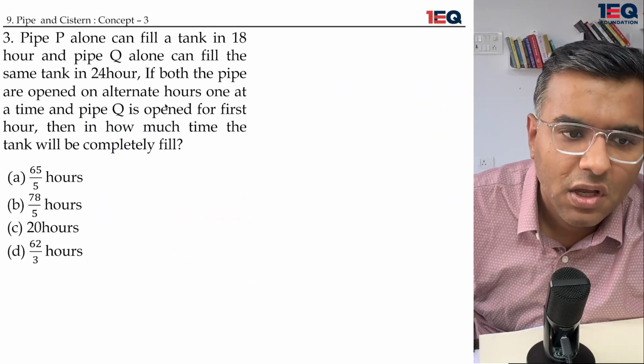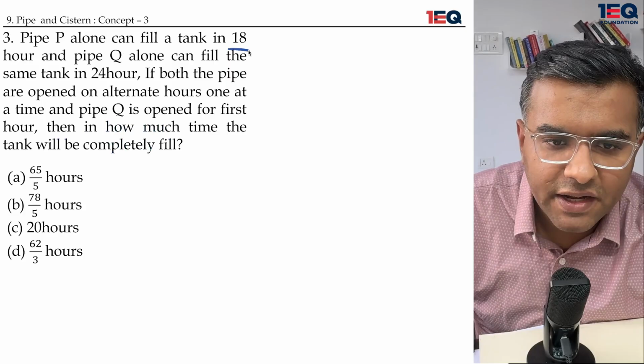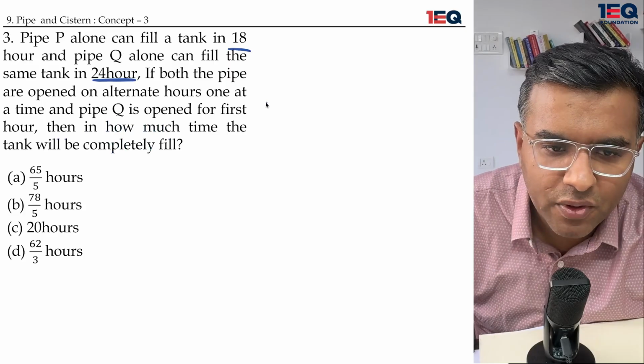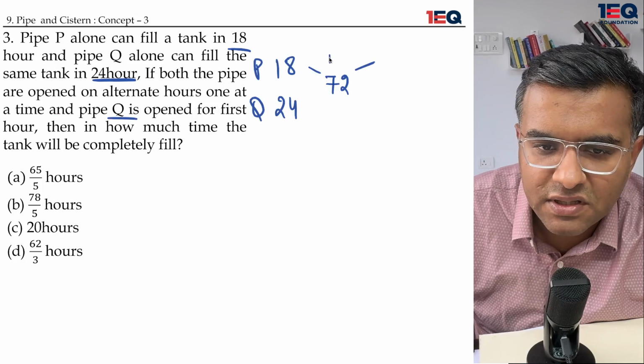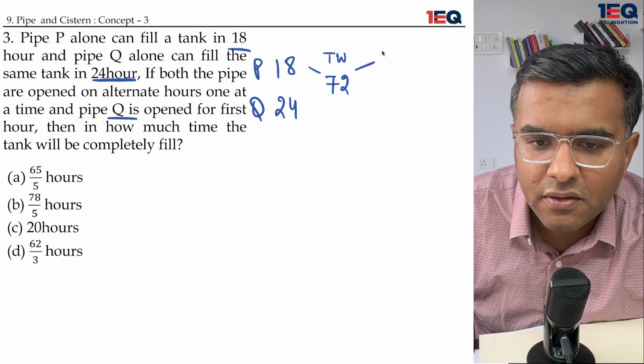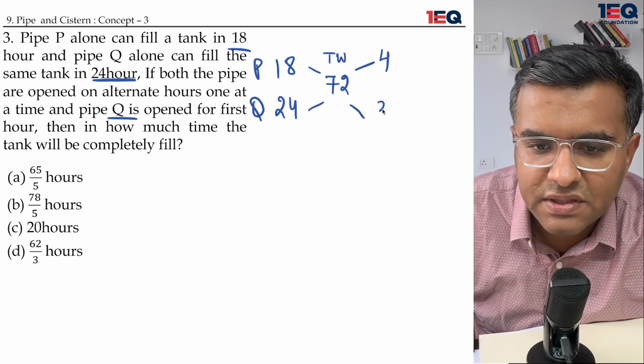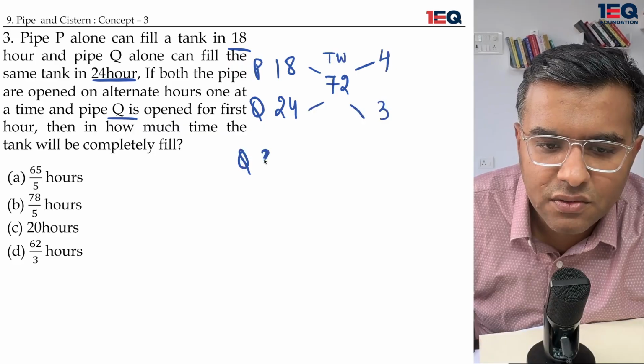P alone can fill a tank in 18 hours. Q alone can fill the tank in 24 hours. Both the pipes are open alternate hours. Q is opened first. How much time will they take to completely fill the tank? I'll quickly do it without much explanation. This is P, this is Q. 72 is the LCM, which is the total work. 18 times 4 is 72 and 24 times 3 is 72. Q is starting first, so Q is contributing 3, P is contributing 4.